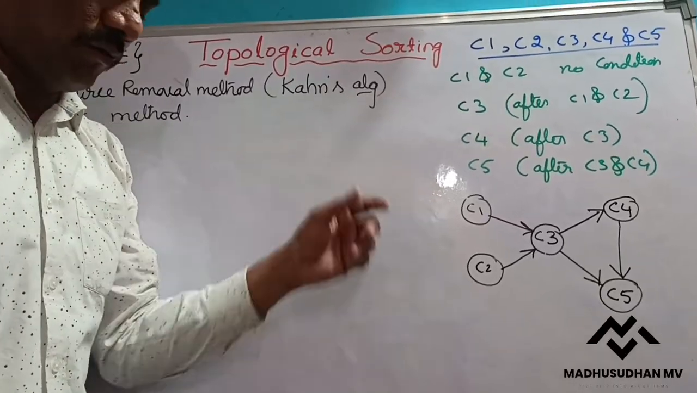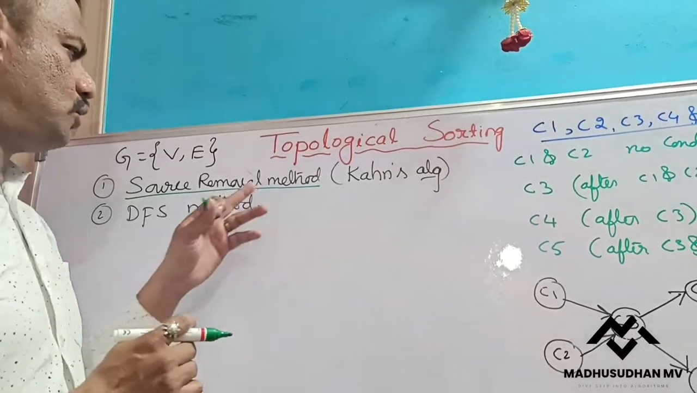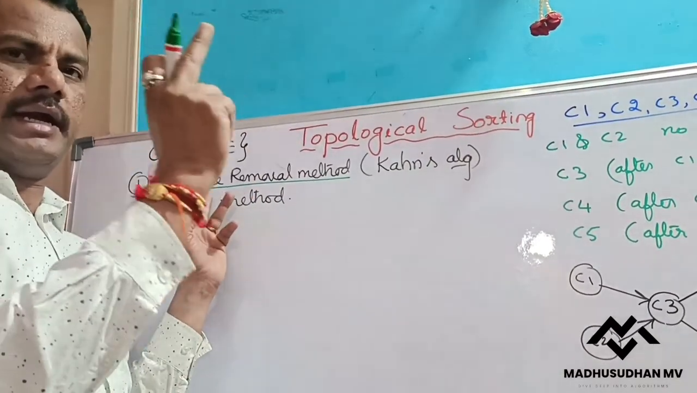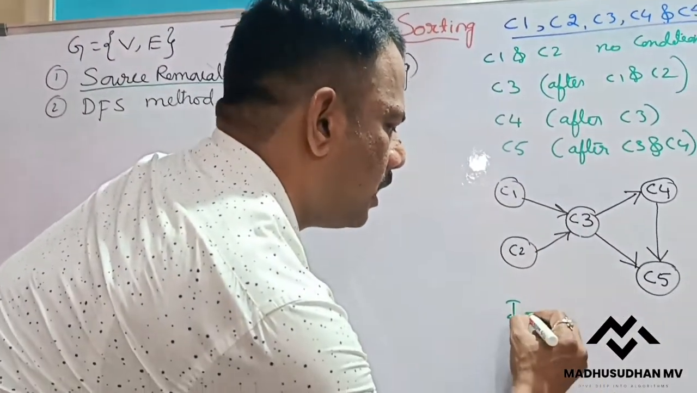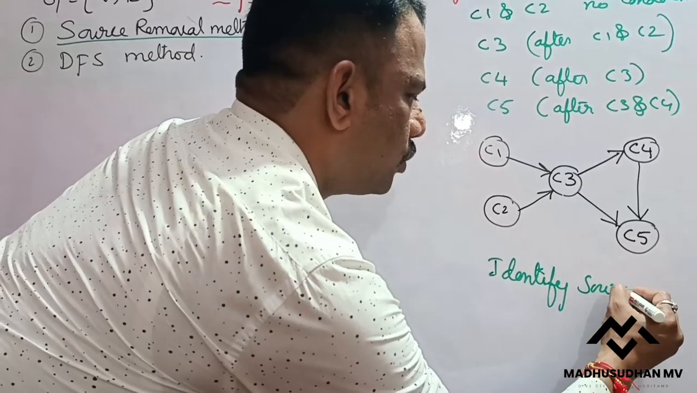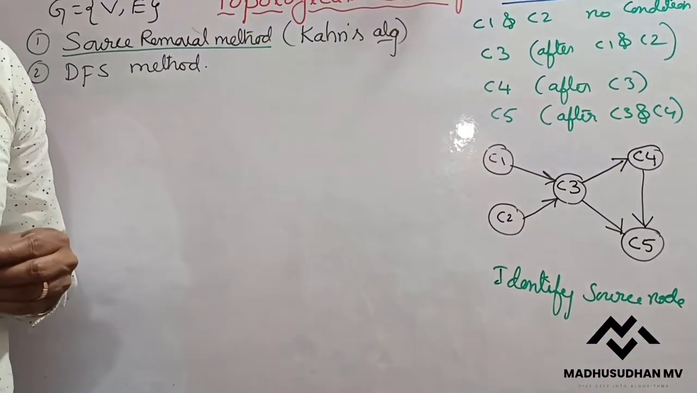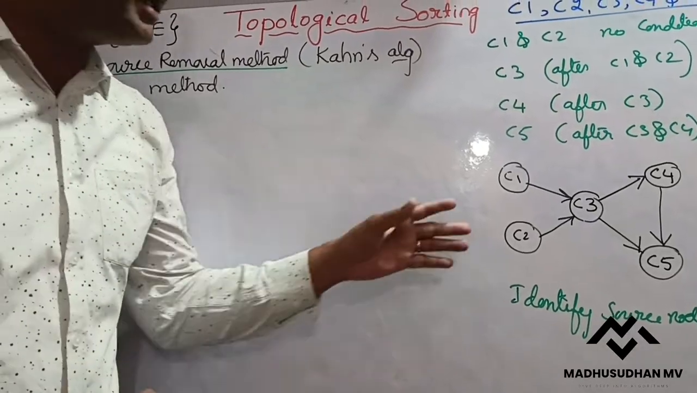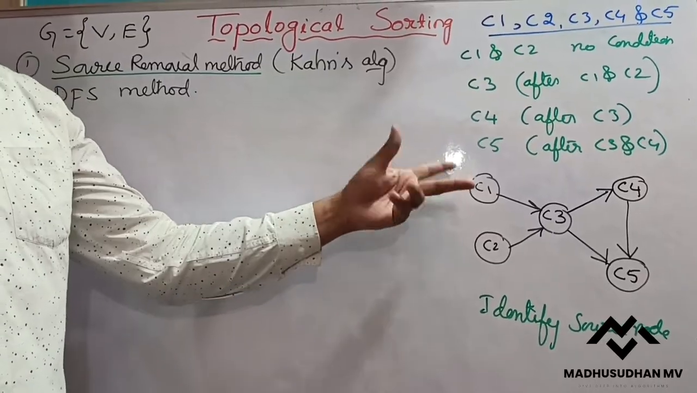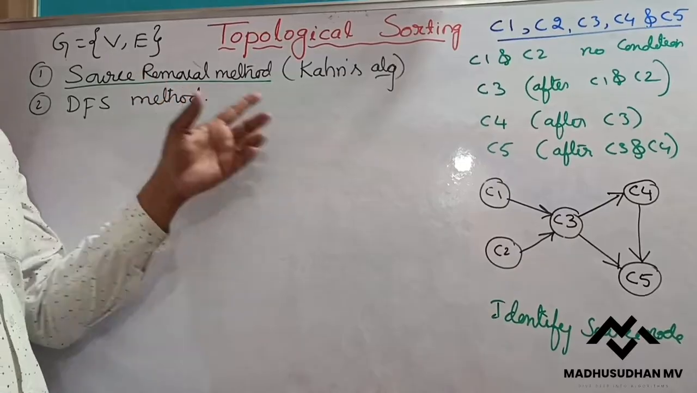Now I am discussing the source removal method. In this method, the first step is to identify the source node. The node which has 0 in-degree is called the source node. In this example, which are the source nodes? C1 or C2 you can take. Here 2 possibilities are there. You can take anything arbitrarily. Now I have to remove it.